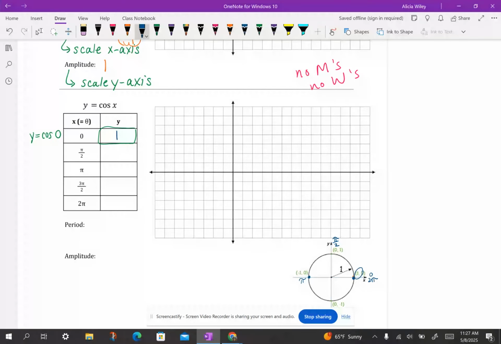So go ahead and give that a try, and then we're going to stop there, and we'll go over some of the other examples together as a class. So good luck with this practice.